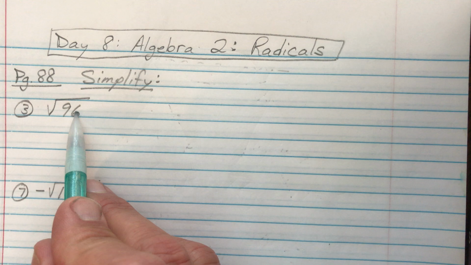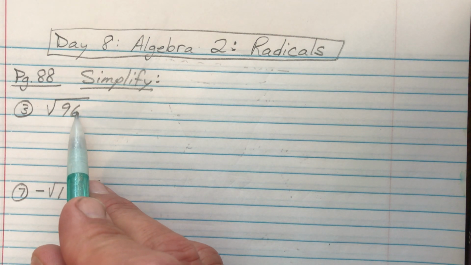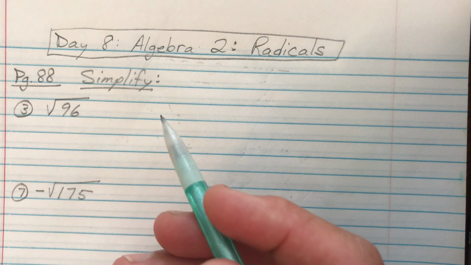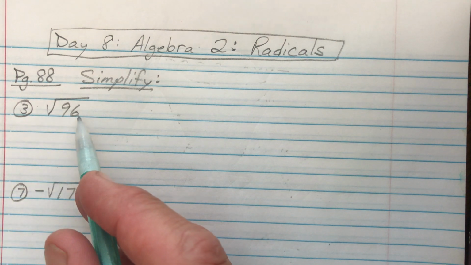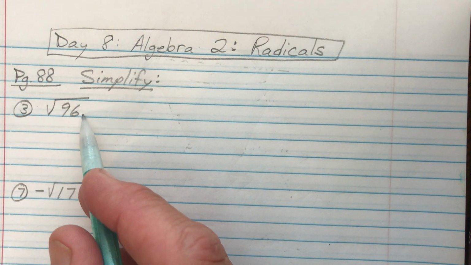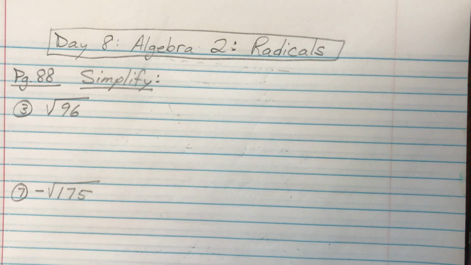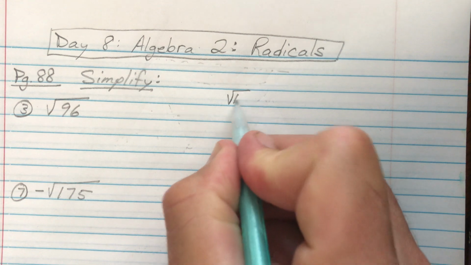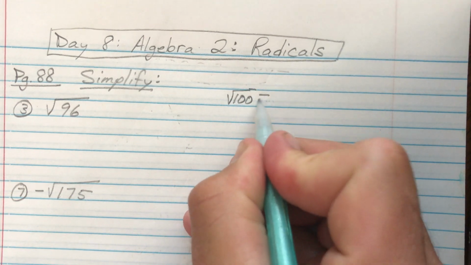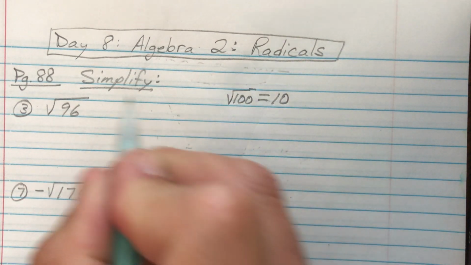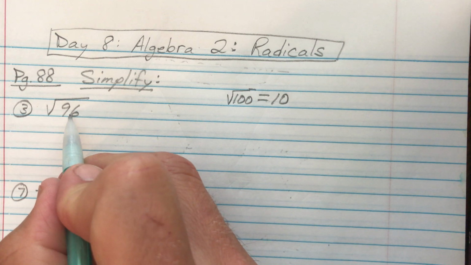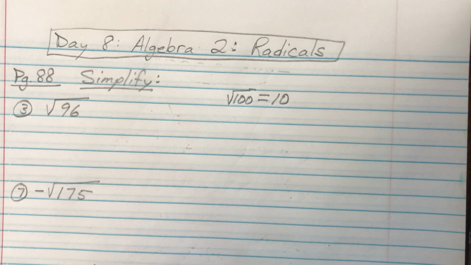Let's simplify radical 96. And to simplify a radical, you don't just simply type it in a calculator and write down this decimal. To simplify a radical, you want to rewrite the radical so that the number under the radical is a perfect square. Like if it said radical 100, that would be great because that's simply 10. Radical 96 though is like 9 point something, which is messy.